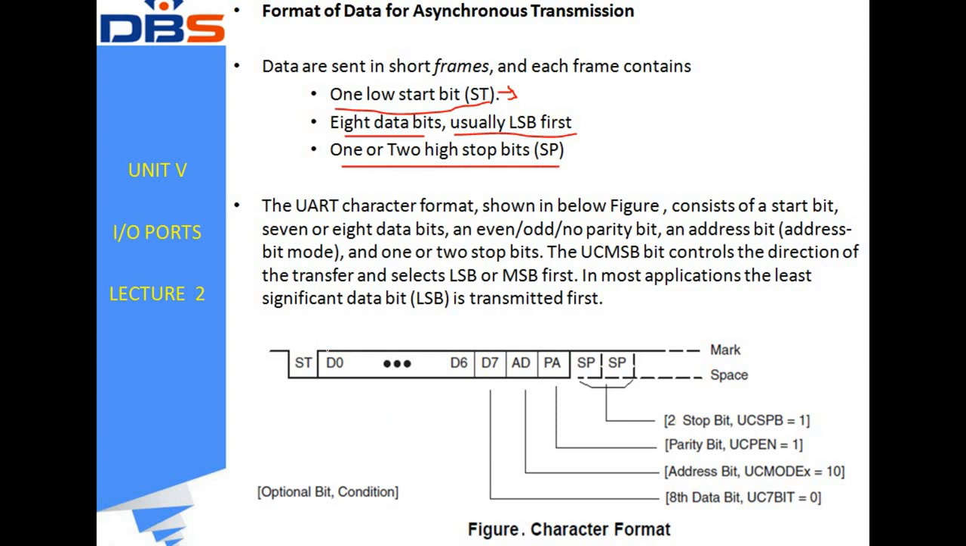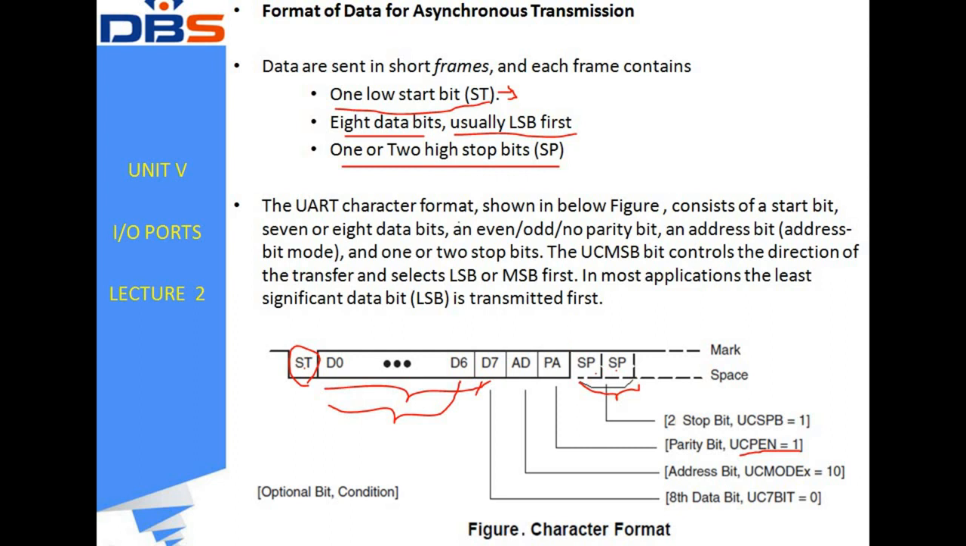See here, this is a start bit, and as I've already told you, it is 7 bit or 8 bit data that will be transmitted. So this is a 7 bit and this is an 8 bit data. Then the address bit, and the parity bit, that means enabling parity, and 1 or 2 stop bits. For example, if I am transmitting 8 bits of data, then along with these 8 bits I have a start bit and 1 or 2 stop bits. That means we are transmitting almost 10 bits of data.